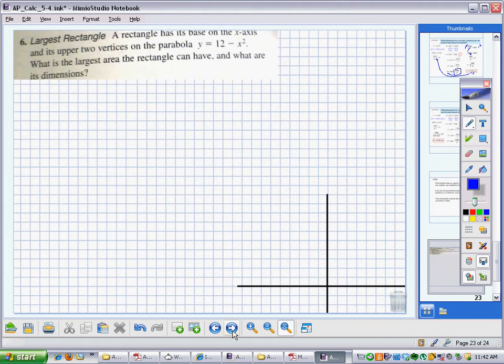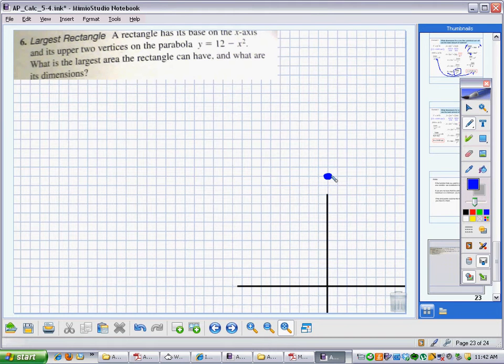A rectangle, if you can look at it, you can look at your book too. A rectangle has its base on the x-axis. This is the x-axis. And its upper two vertices touch a parabola. The parabola is y equals 12 minus x squared. This parabola opens down. What's important about the 12? The y-intercept. 1, 2, 3, 4, 5, 6, 7, 8, 9, 10, 11, 12. So that's where it is.